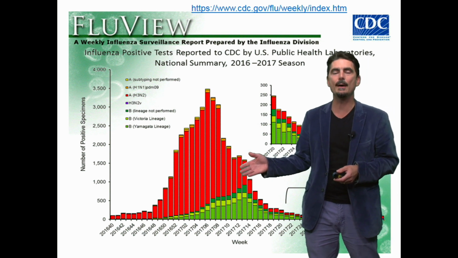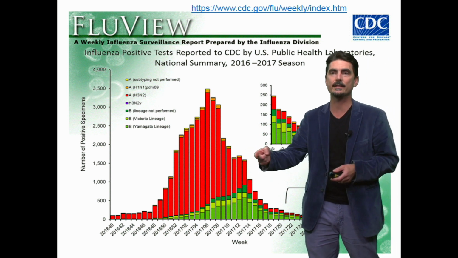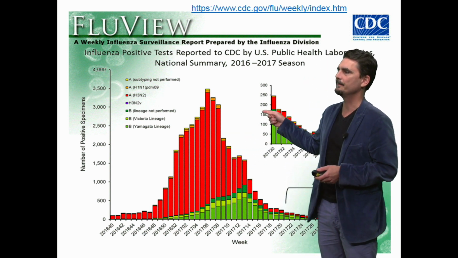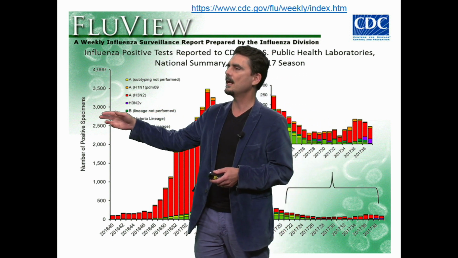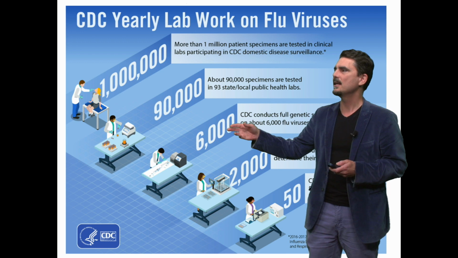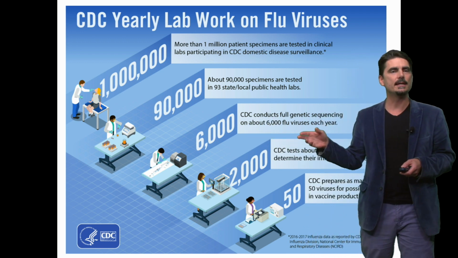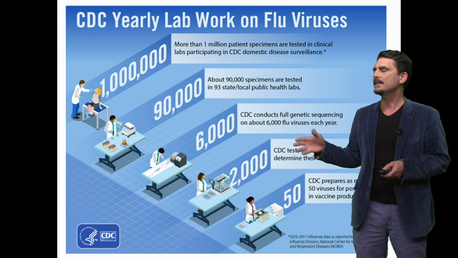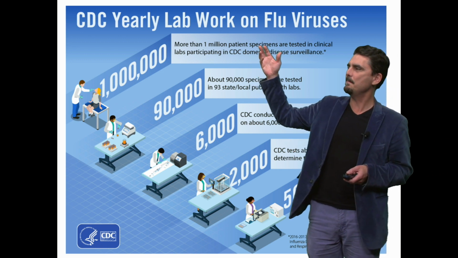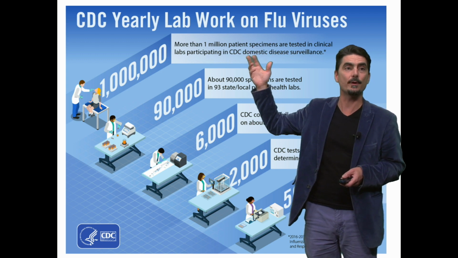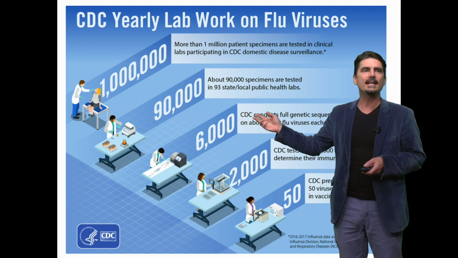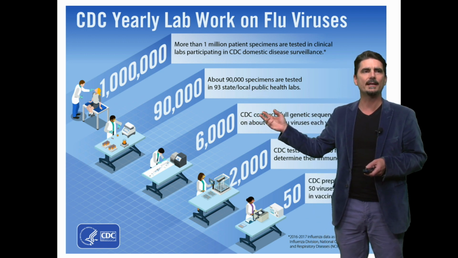Now this data is not the number of cases, it's not the number of deaths. What is it? Look at the y-axis. Anytime you're looking at data, look at the y-axis here. And so the y-axis in this case is the number of positive specimens. So what does that mean? Well, in this case, the CDC, the Centers for Disease Control and Prevention, this is what they do every year, right? They test more than 1 million patient specimens for the flu. We think it's the flu, let's test it, okay? Then about 90,000 specimens are tested in state and local public health labs.